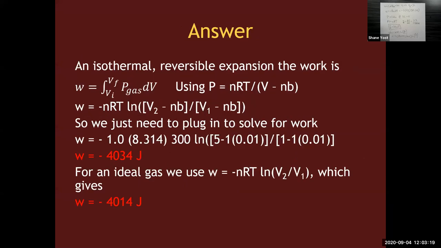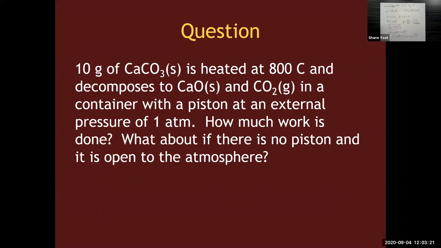Let's do this question next. This is related to that clicker question where not enough information was given. In this problem, there is enough information given. I have 10 grams of CaCO3 heated at 800 degrees Celsius, and that decomposes at that temperature to CaO and CO2 gas. I have it in a container with some type of movable piston, and outside of that container is an external pressure of 1 atmosphere. The question is, how much work is done during this chemical reaction where this thing decomposes?